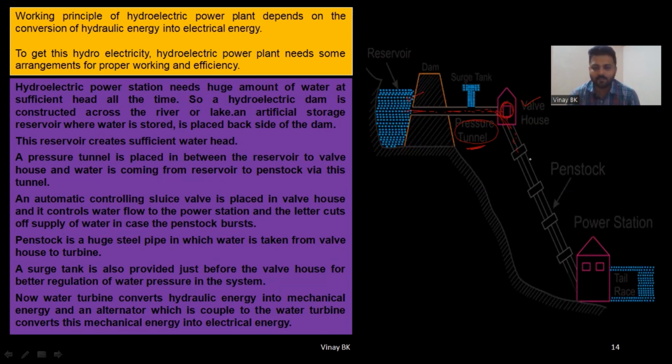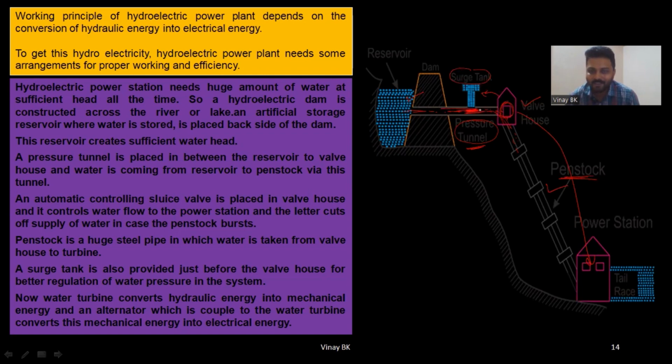Similarly, then we'll be having the penstock. You can easily understand, this penstock is a huge steel pipe in which water will be taken from the valve house to the turbine. From valve house to turbine will be taken with the help of this penstock. And also there will be one more important block called surge tank. So this is provided just before the valve house. You can see before the valve house. This surge tank is provided just before the valve house for better regulation of water pressure in the system, to control the pressure of water.